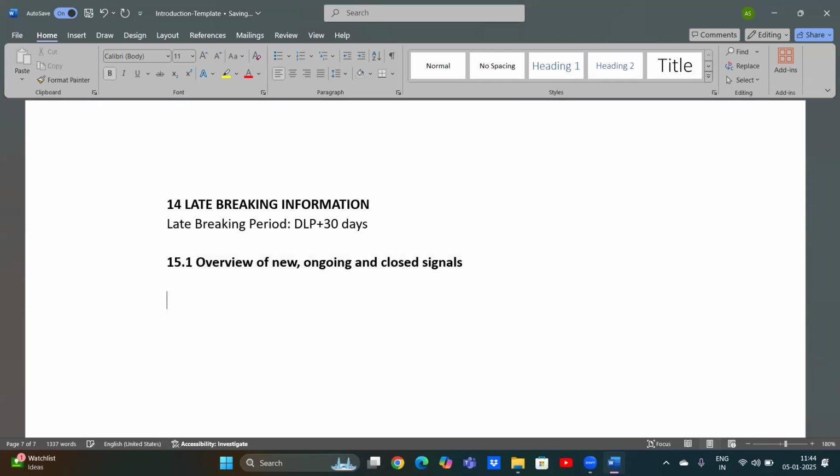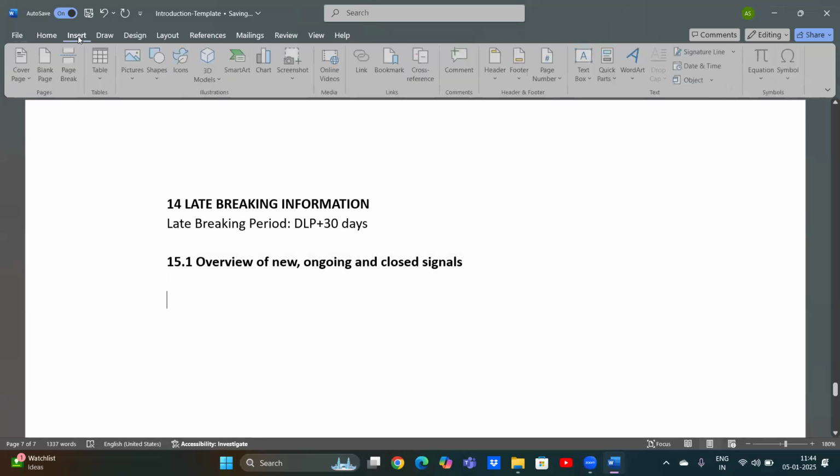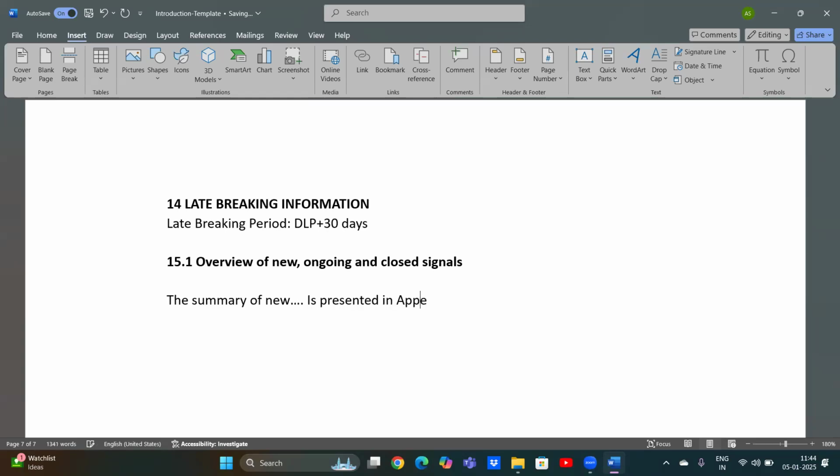So what I am saying is that you should have a tabular format in 15.1. You can also write like this: the summary of this new, ongoing or closed, the same thing is presented in appendix 3. And the method that you were asking about will be in 15, above this 15.1. In the same way, you can provide a tabular format here also, and show how the appendix will look.